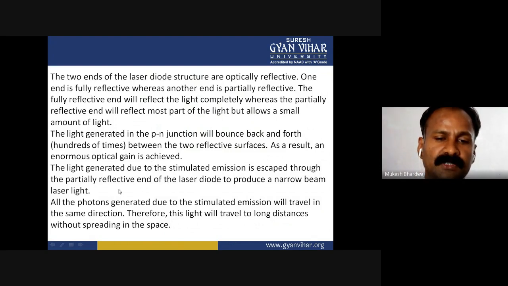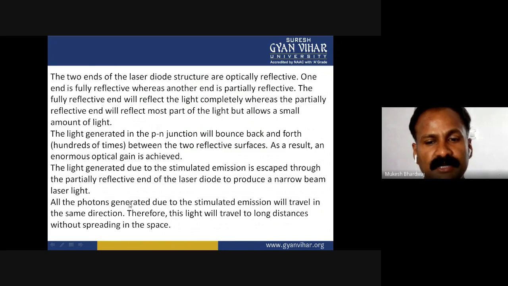All the photons generated due to the stimulated emission will travel in the same direction. Therefore, the light will travel a long distance without spreading in space. So this is very important. All the photons generated due to the stimulated emission will travel in the same direction. Therefore, this light will travel a long distance without spreading. That's why it is called a monochromatic source of light.